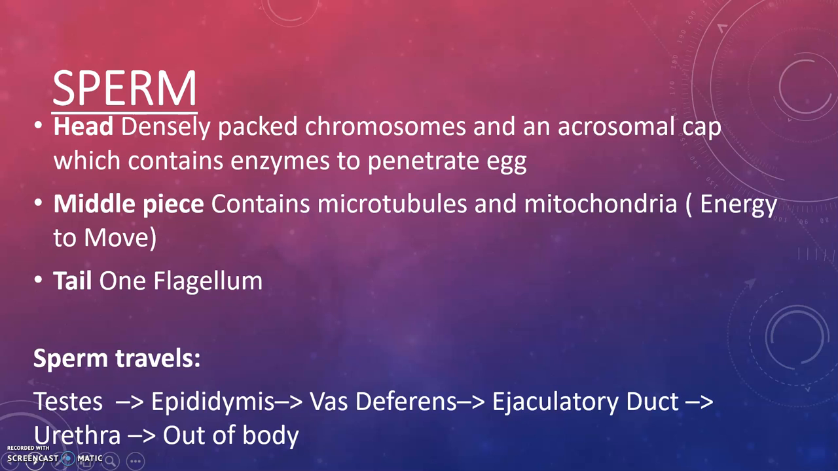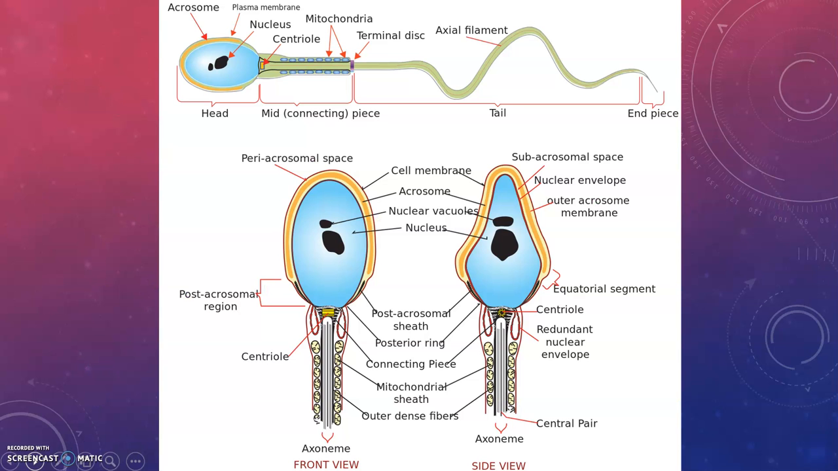Sometimes they form abnormally. And you can see that the sperm is going to travel through the testes, the epididymis, the vas deferens, ejaculatory duct, the urethra, and out of the body. And the sperm is going to be contained in the semen, and that is with the secretions from the accessory glands. And just so you know, it contains about 5 billion sperm when it's released. And you can see there the structure between the head, the mid piece, and the tail.